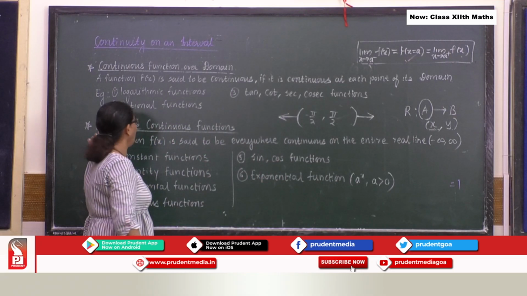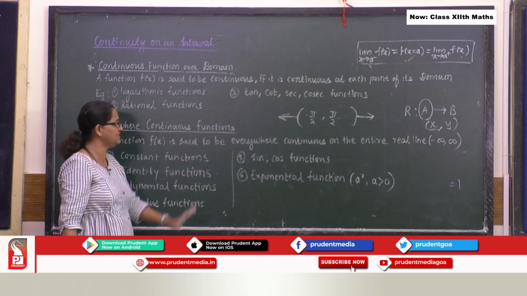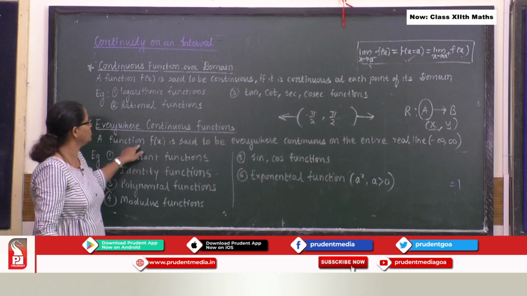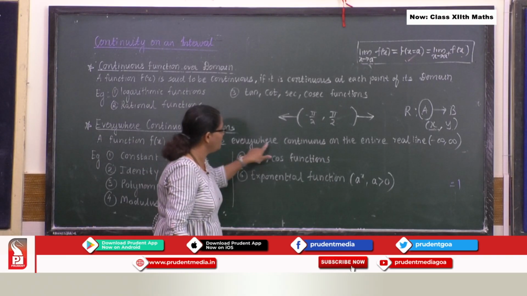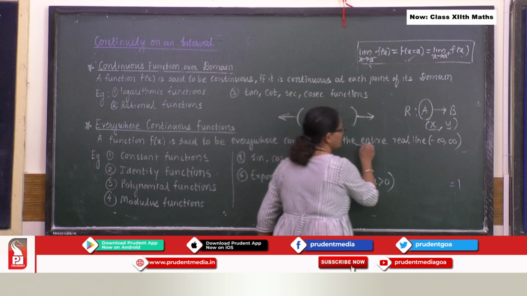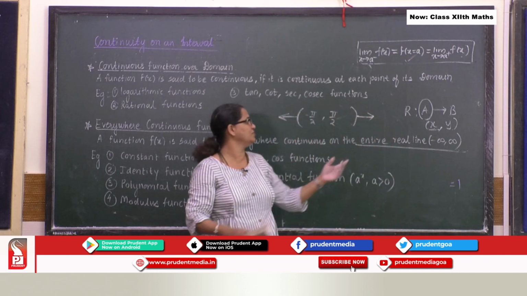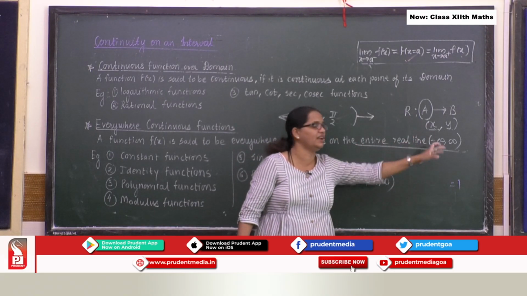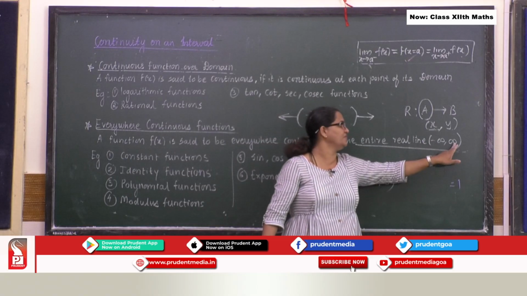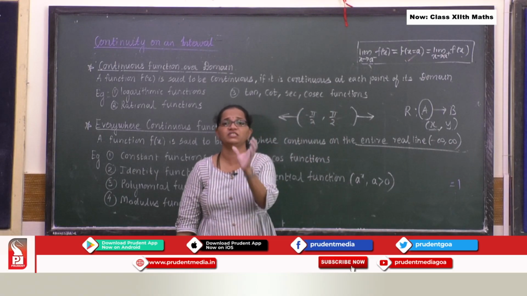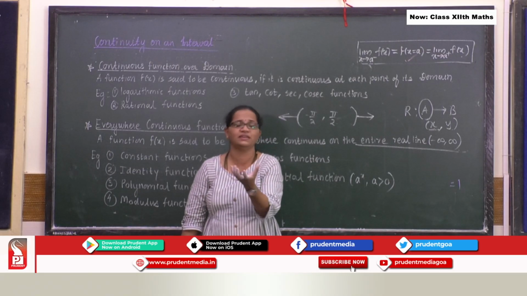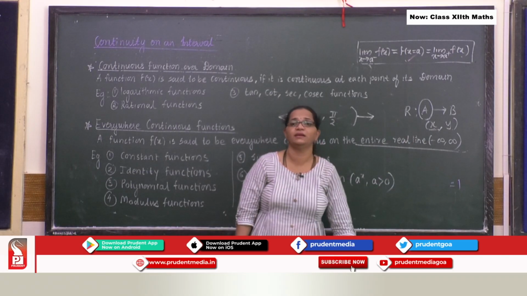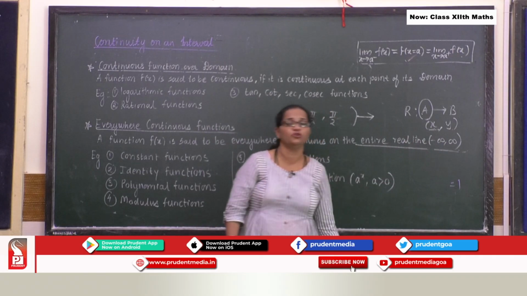Let's proceed further. Everywhere continuous function. Now what does it mean? When you talk about an everywhere continuous function, you say the function f of x is continuous everywhere. See here, this is very important. Everywhere continuous in the sense it is continuous on the entire real number line, that is minus infinity to infinity. You don't just focus on only one interval, but you say it is continuous over the entire real number line, that is negative infinity to infinity.